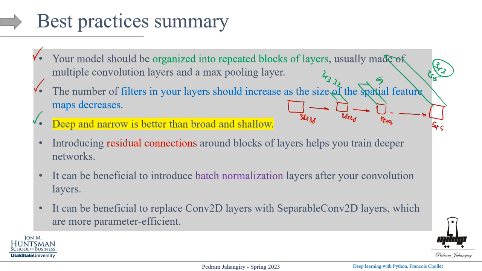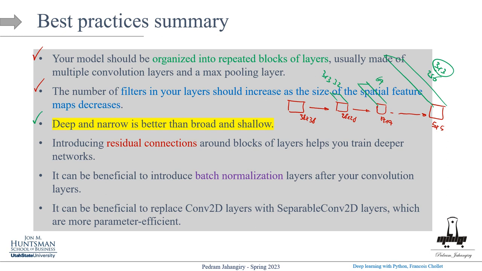The third one is deep and narrow is better than broad and shallow. So again, a deeper and narrower network is going to be better than a shallow network with so many neurons, or so many filters at each conv layer that you just want to expand. Don't do it that way, right?